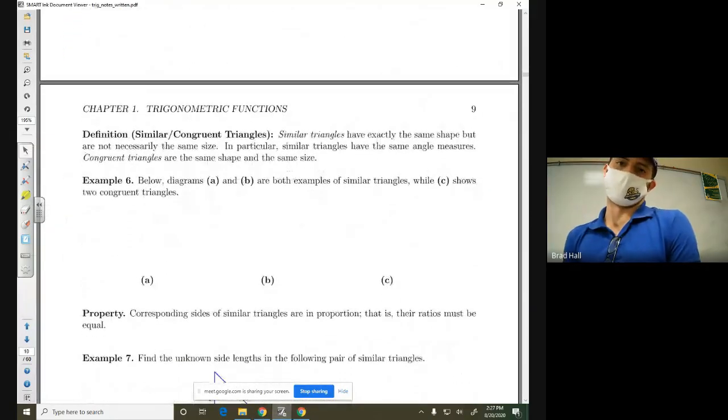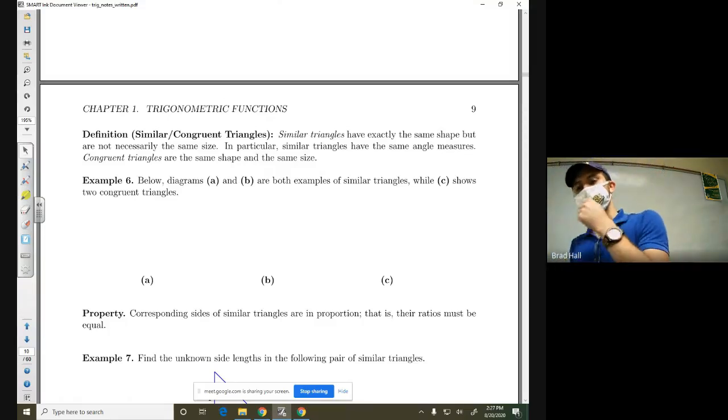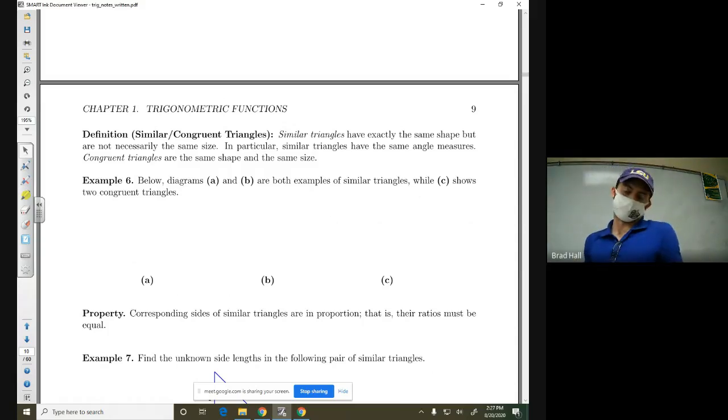All right, we get to something a little bit more significant. Similar and congruent triangles, mainly similar triangles. Similar triangles are the same shape, but not the same size. Basically, you take one triangle and scale it either larger or smaller. Similar triangles have the same angle measures, but the lengths are going to be different. That's why one triangle would be larger than another, but they're still considered similar.